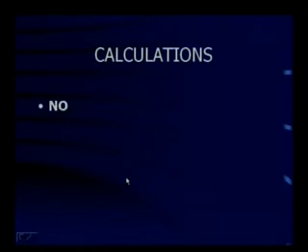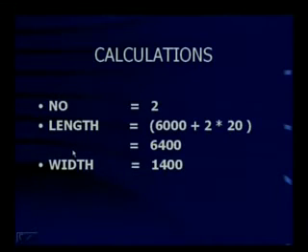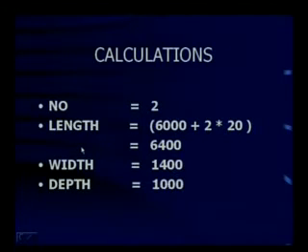Yes, this is how it is. How many head walls are there? One on the upstream side, one on the downstream side. So the number of walls are 2. Now, as we have seen in the previous slide, the length is 6 meters, and we have added a tolerance on either side. Now this comes to 6.4 meters or 6400 millimeters. The width, as you have seen in the slide earlier, is 1400 mm. The depth is 1000 mm. So this is how we make calculations.